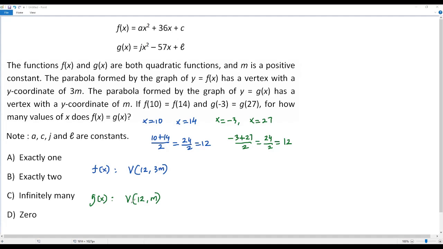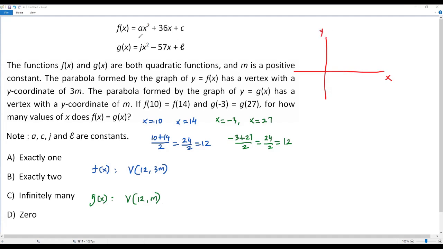And now let's go to the x coordinate and y coordinate of the vertex of the quadratic function g of x. Here the x coordinate is positive, and we know that m is a positive value. So here also both the x coordinate and y coordinate are positive. We have the vertex of the quadratic function g of x in the first quadrant. So both the vertices are in the first quadrant of the xy plane.